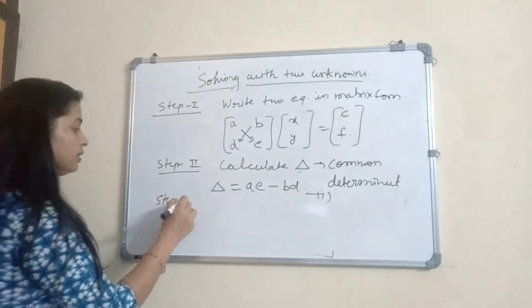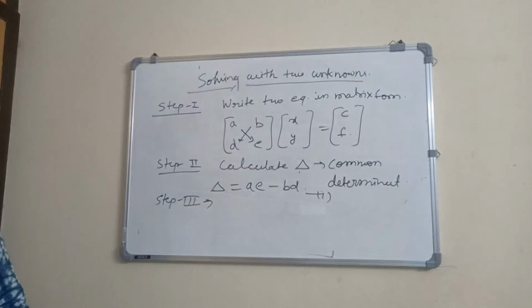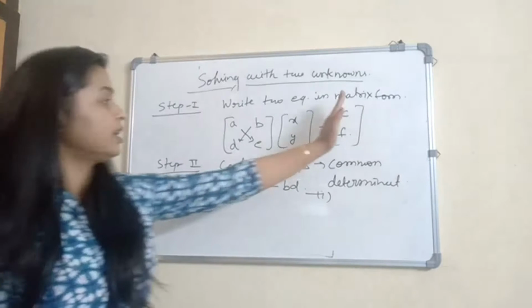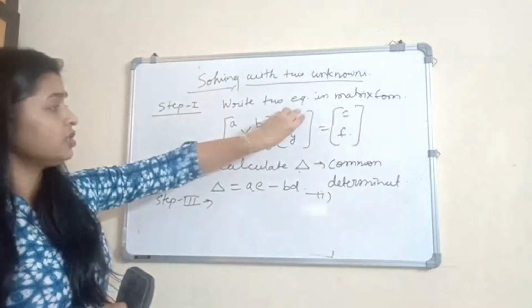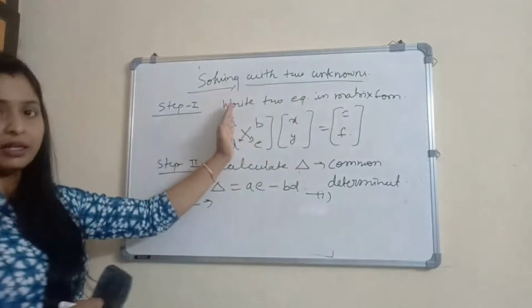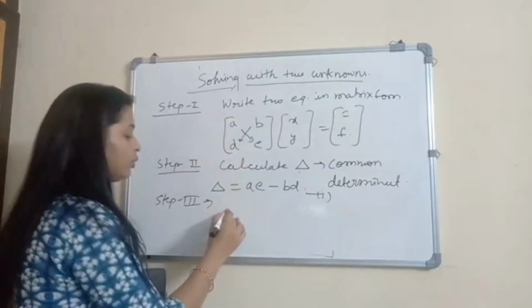Step number three. For finding the determinant of x, replace the coefficient of x in the original matrix by the constants and we get del 1. These are the constants. To determine the coefficients of x, we need to replace this column with the constants. So how can we replace this complete column and calculate del 1?